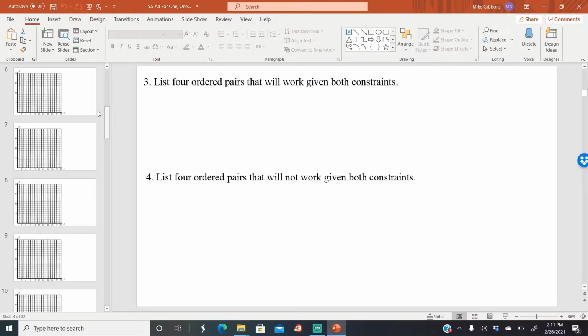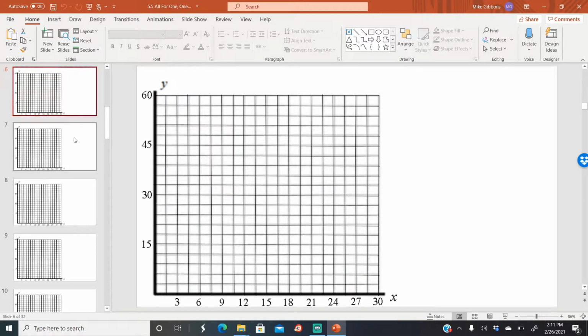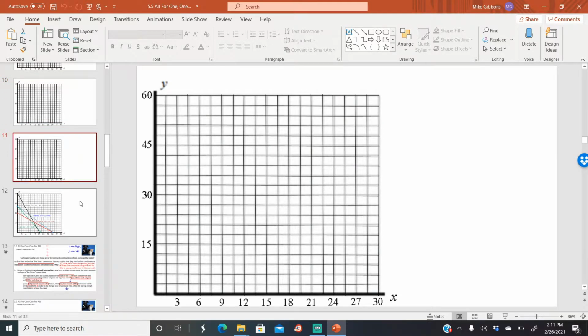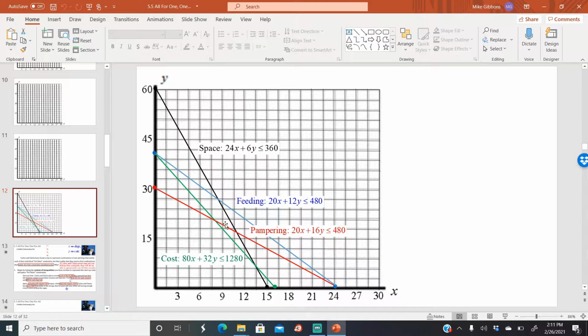Okay, today we're going to do the video for 5.5, All for One and One for All, I believe, if I remember right. If we were in the classroom, I'd be giving you these coordinate planes you see right here, slides 6, 7, 8, 9, 10, and 11, and even this last one where I have some boundary lines on it. We will have done those boundary lines previously, and we're going to use this for our system of inequalities for the very last problem.